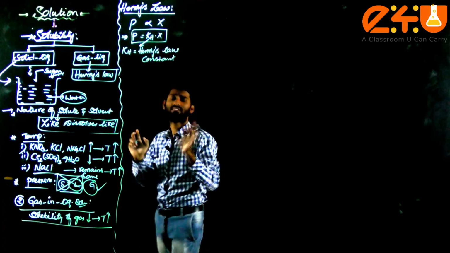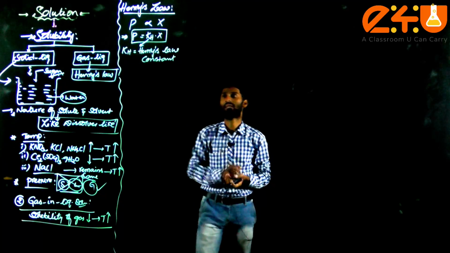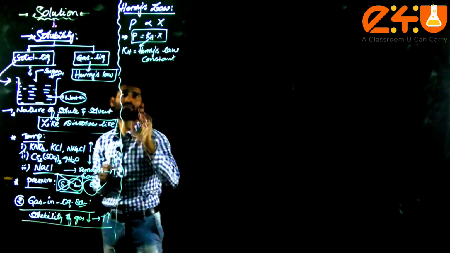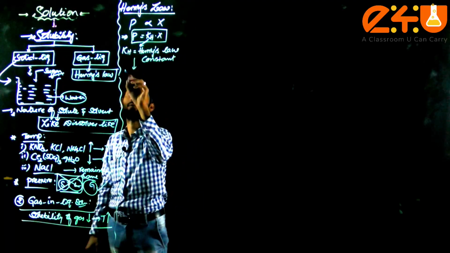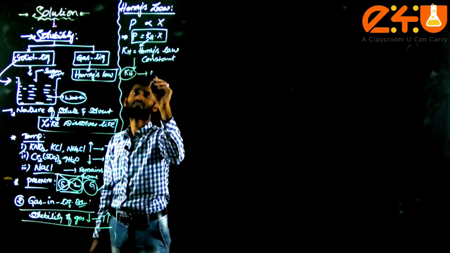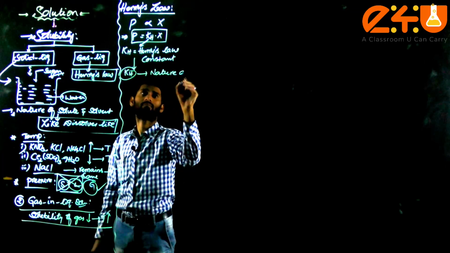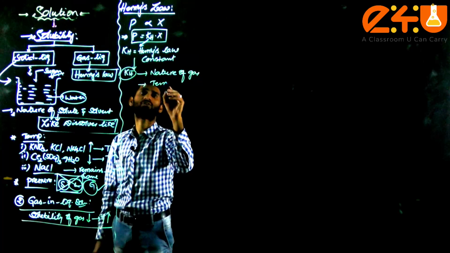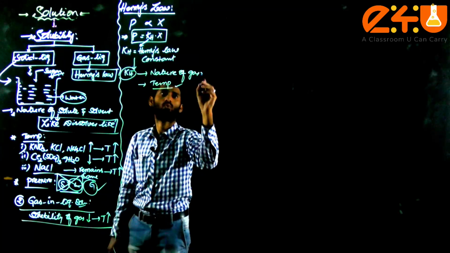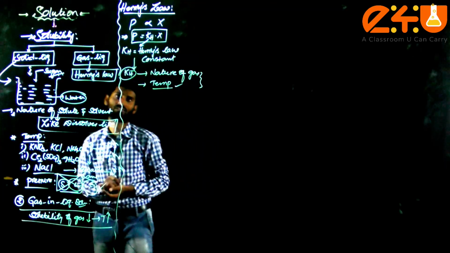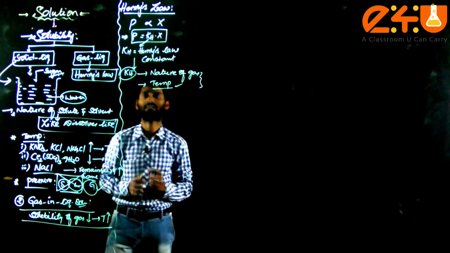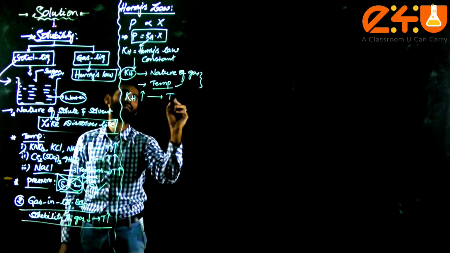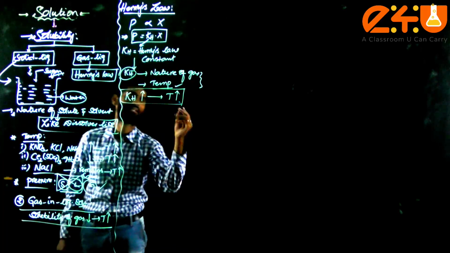But Henry's law constant does not come under universal constants. It is a constant only for this one. This Henry's law constant, this KH value, depends on the nature of the gas, as well as temperature. Very important. These two factors KH depends on. KH depends on nature of the gas and temperature. If you see here, the KH value increases with increase in temperature.